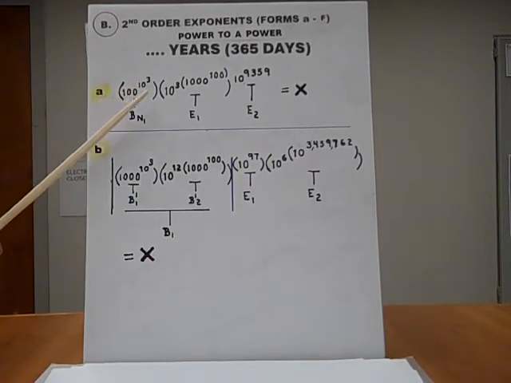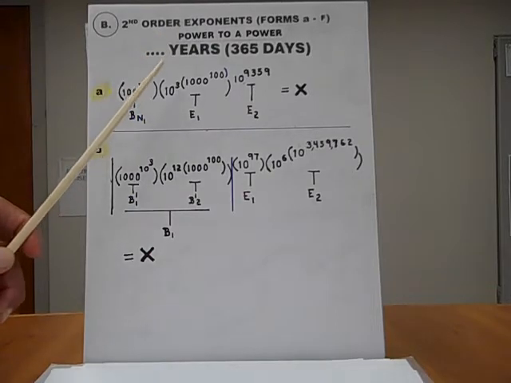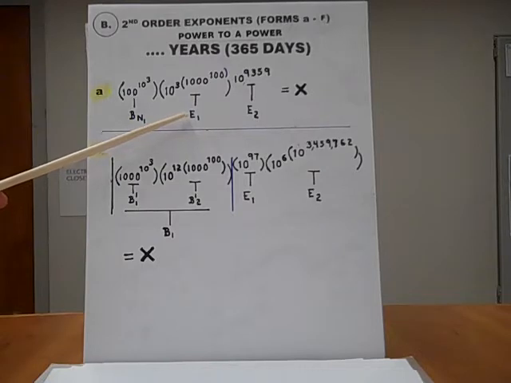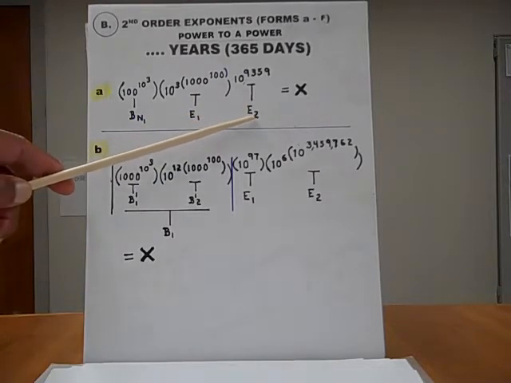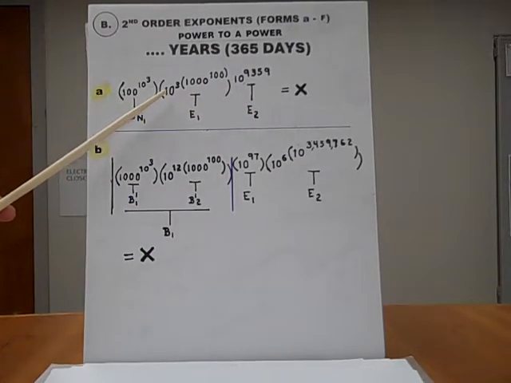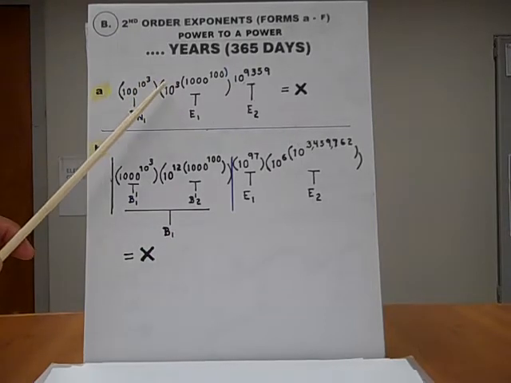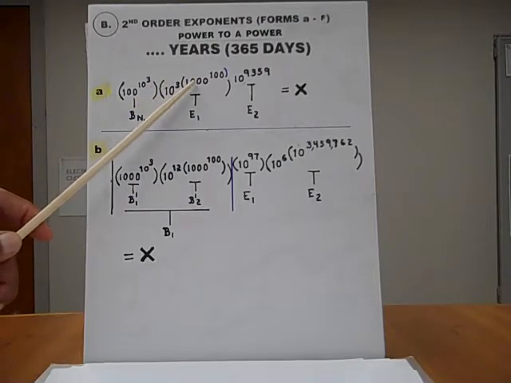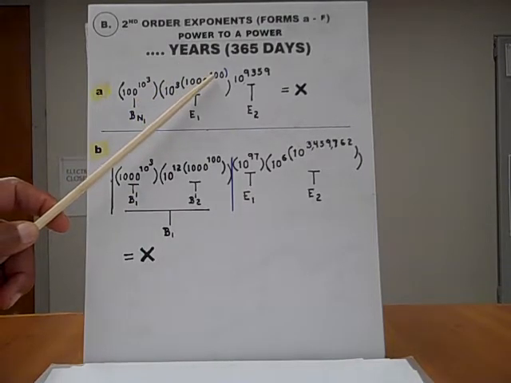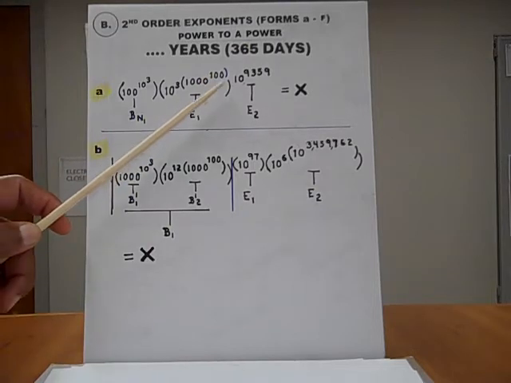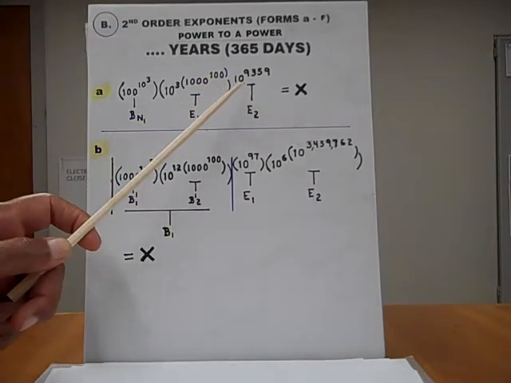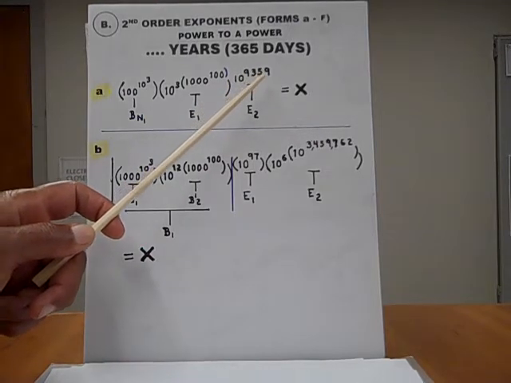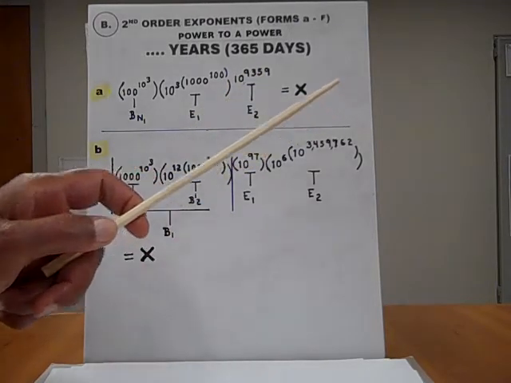100 to the 1,000th power in parentheses. And in parentheses here is exponent number 1. Exponent number 2 here. Now, exponent number 1 here is in parentheses, which is 10 to the third, raised to 1,000 to the 100th power. And since this is in parentheses, the second exponent is 10 to the 9,359th power, which equals x number of years.